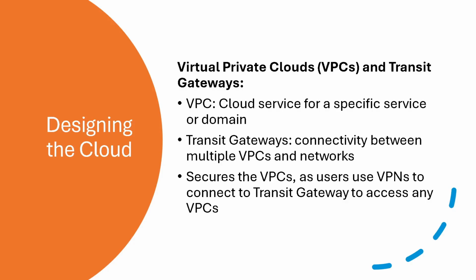Virtual private clouds or VPCs and transit gateways. VPCs are cloud services that are designed for a specific service or domain. An organization or a service may have multiple VPCs working for them. In order to connect multiple VPCs, we use transit gateways. Transit gateways secure the VPCs as users use VPNs to connect to transit gateways to gain access to any VPCs.